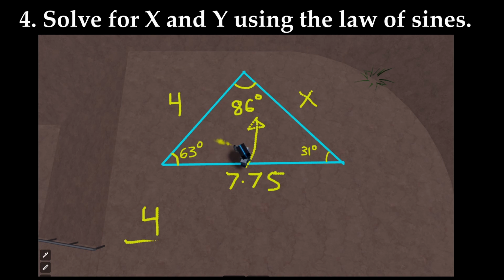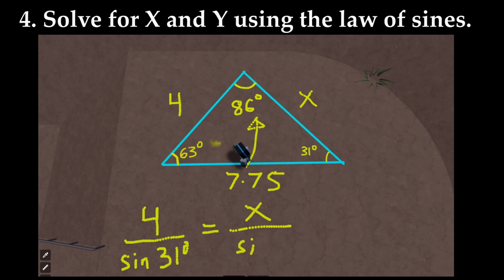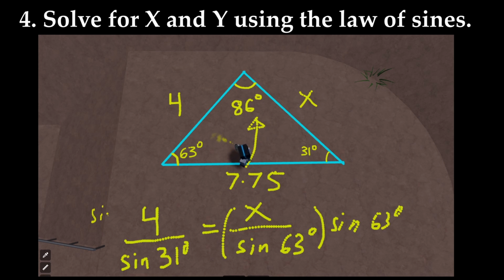4, the side length, divided by the sine of 31, because that's the angle opposite to 4, has to be equal to x divided by the sine of 63 degrees. And then now you could cross multiply, but I just want to show a different method as well because there's many ways to solve fractions like these. I'm going to multiply both sides by sine 63 to eliminate it, and do this on the other side. Sorry, that's kind of badly written. So the sine 63 will cancel out in the denominator here and leave us with just x.